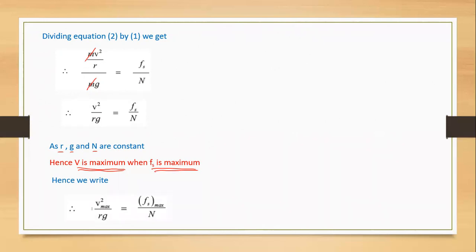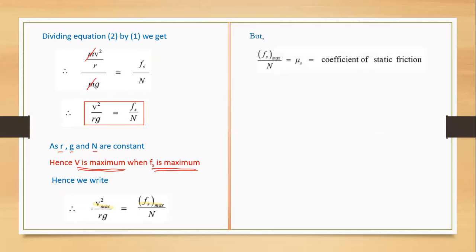See here, the same formula I have written, but I consider velocity is maximum. So v max, you can see here, it is written v max, maximum velocity square. At the same time, I have written maximum friction. This r, g and N are constant, so they are as it is. In the next step, this formula, force of static friction divided by normal reaction, is the coefficient of static friction.